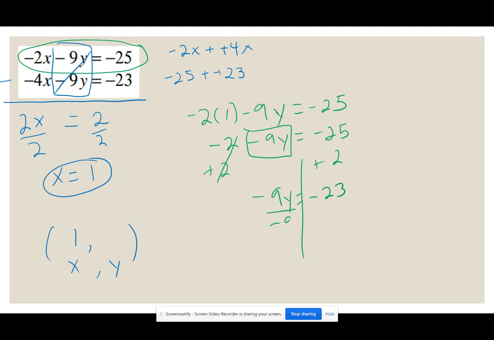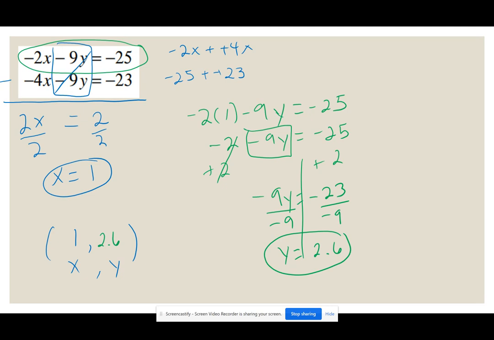And we're going to divide both sides by negative 9. And this may end up being a decimal, and that's okay. Let's say I ended up getting y equals 2.6. It's 2.5 repeating. We're going to round it to 2.6. So in this case, our answer is going to be 1, 2.6.